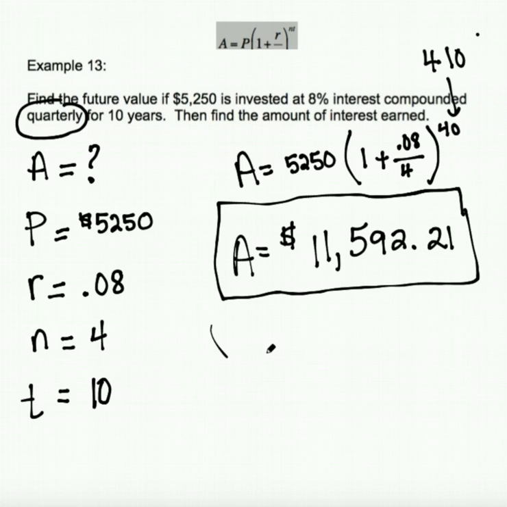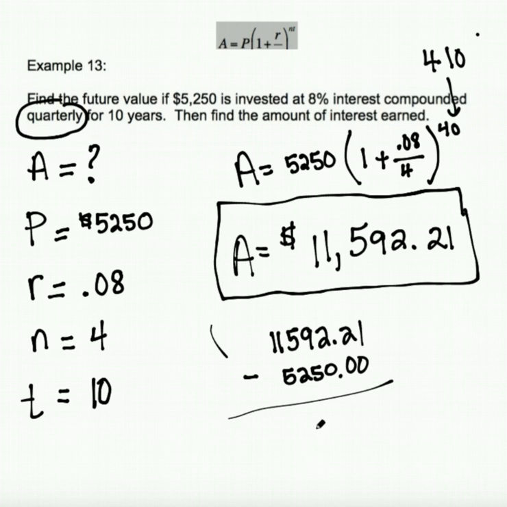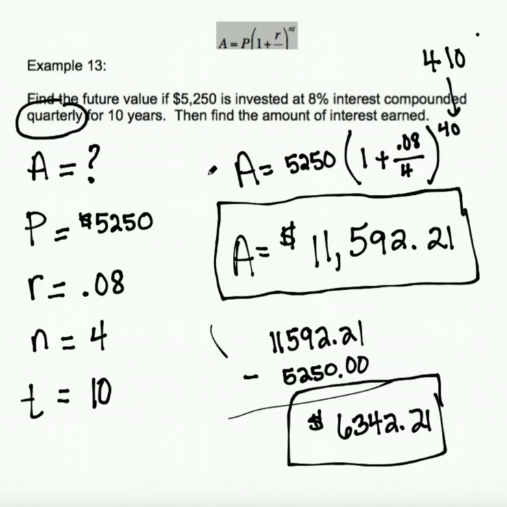How much money did we earn by investing that $5,250? To figure that out, you're going to take the $11,592.21. You're going to subtract what you initially invested, $5,250. And what's left is how much interest you earned, which is $6,342.21. So there were two parts to this: what is the future value, and then how much interest was earned.